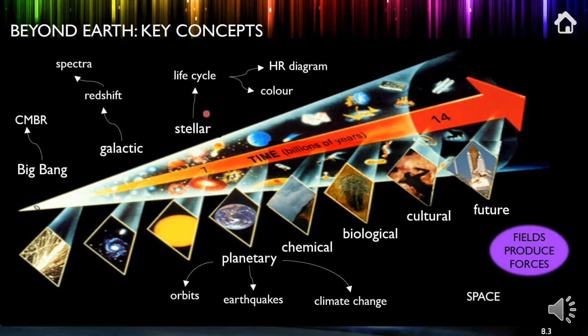Then we're going to look at the evolution of stars. We have the analogy of life, that they're born and they die, and the color and the distribution relative to each other in something called the Hertzsprung-Russell diagram. We're going to look at that as well. Then we're going to zoom in on our own planet. We're going to think about orbits, or orbits in general, earthquakes, and also climate change.